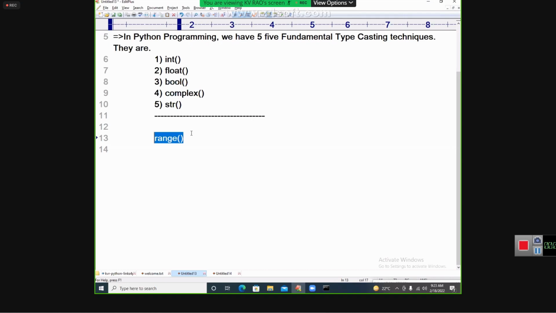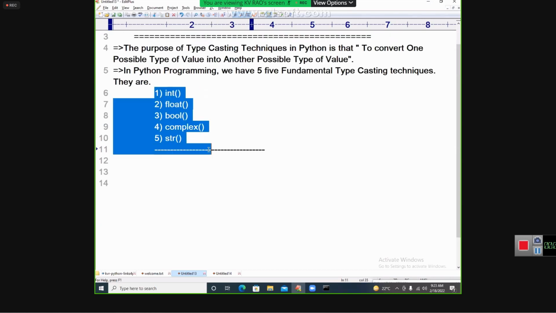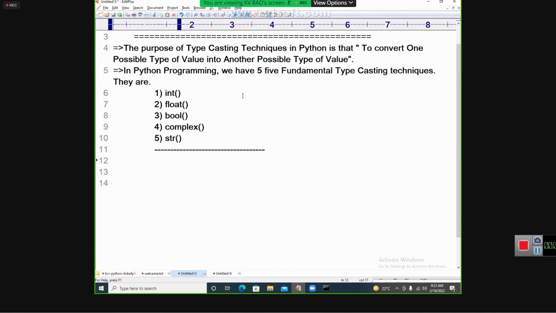Range of value, range of start comma stop, range of start comma stop comma step. Do you remember that part, my dear students? Yes. Now I am going to discuss these five fundamental typecasting techniques. This I did not address, and we want to discuss it.